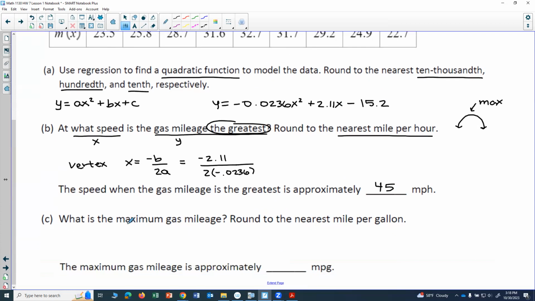And now they want to know what is the maximum gas mileage. And remember, gas mileage is y. And so I'm going to have y equals negative 0.0236 times 45, because that's the x value we found for the vertex. So times 45 squared plus 2.11 times 45 minus 15.2.